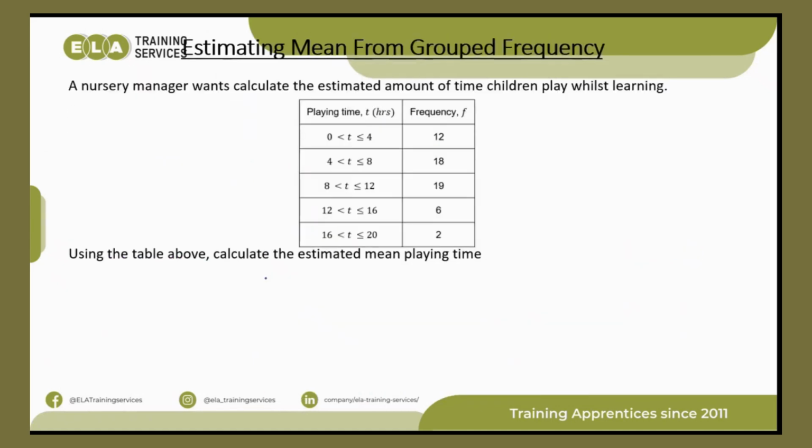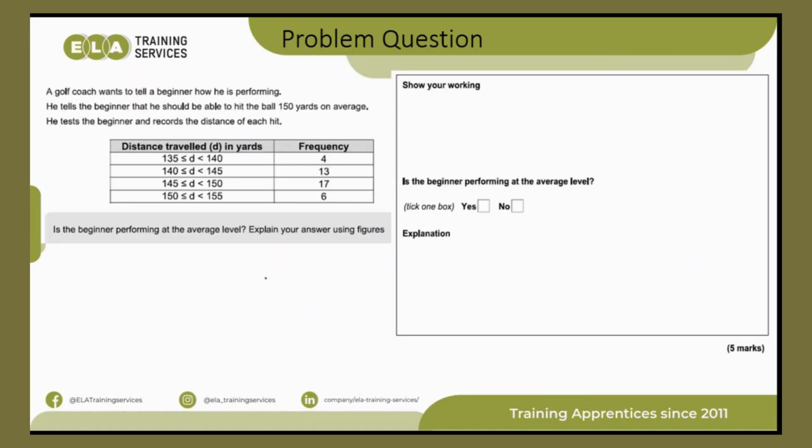So what we're going to have a look at now is a problem question. A golf coach wants to tell a beginner how he is performing. He tells the beginner that he should be able to hit the ball 150 yards on average, so his average must be 150 yards. He tests the beginner and records the distance of each hit. Is the beginner performing at an average level? Explain your answer using figures. So here we've got grouped frequency, so we've got to find our midpoints first.